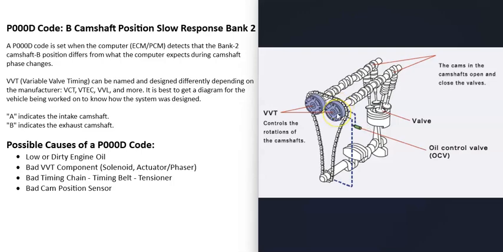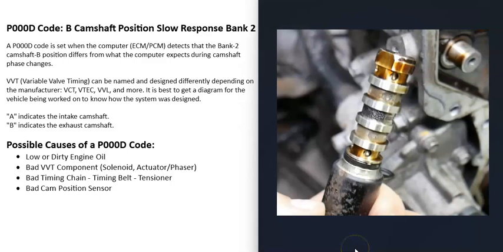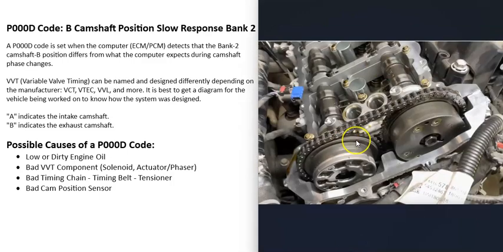But basically located at the front of the cam is going to be what's called an actuator or a phaser. And oil is going to be flowing to the actuator or phaser using a solenoid, sometimes called an oil control valve. And the computer can control this solenoid, which is going to control the oil flow going to the actuator, which can adjust the timing. And so if there's a problem with this bank 2 camshaft-B variable valve timing solenoid, or with the actuator on bank 2 camshaft-B, then that's going to cause problems. So you can go and test these components to see if there's any kind of problem.